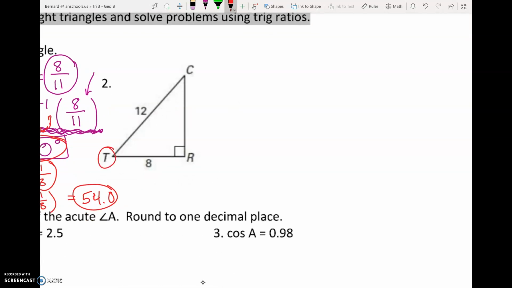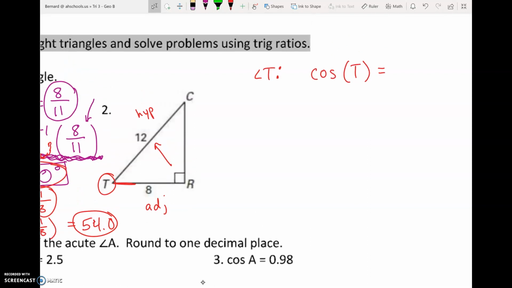So I'm going to start with T over here. We want angle T, and so we're going to look at what we have. We have the hypotenuse, right? And then 8 is the adjacent side. So we have to work with adjacent and hypotenuse. That's the cosine. So the cosine of angle T equals adjacent divided by hypotenuse. So 8 divided by 12.